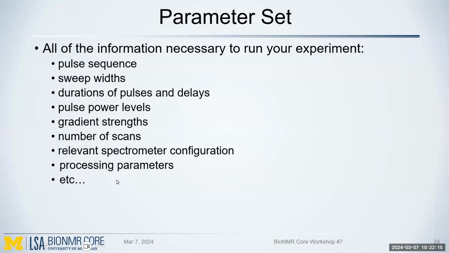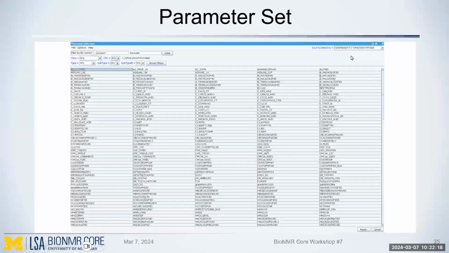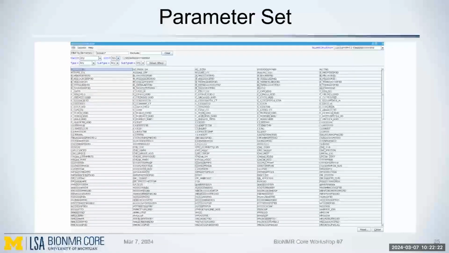In TopSpin, there is a table under this directory that contains hundreds of parameter sets. Those parameter sets can be used to run almost all kinds of NMR experiments. So which parameter set do we choose to run the STD-NMR experiment?